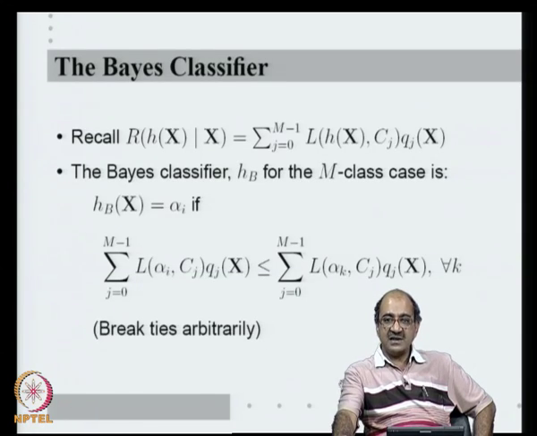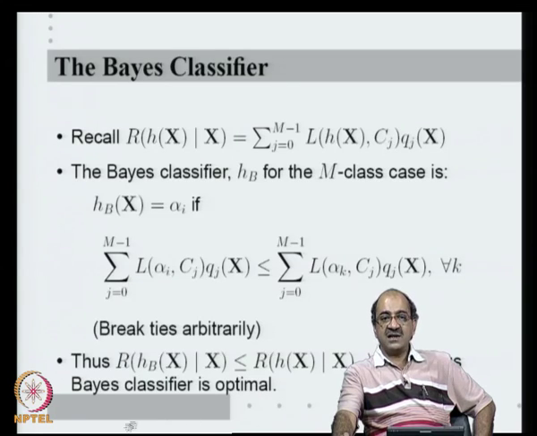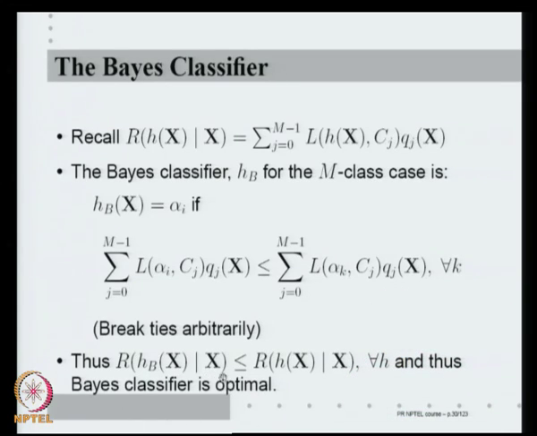And the way we constructed it, it is clear that R(h_B(x) | x) is always less than or equal to R(h(x) | x) for all h, because as we said h_B gives alpha_i, and what any other h can do is give one of the alpha_k's, and no matter what alpha_k this h gives, R(h_B(x) | x) for the Bayes classifier is less than or equal to what any other classifier can achieve. Thus, R(h_B(x) | x) is less than or equal to R(h(x) | x) for all h and all x, and thus the Bayes classifier is optimal. Okay. So, this is the general optimal Bayes classifier for minimizing risk.